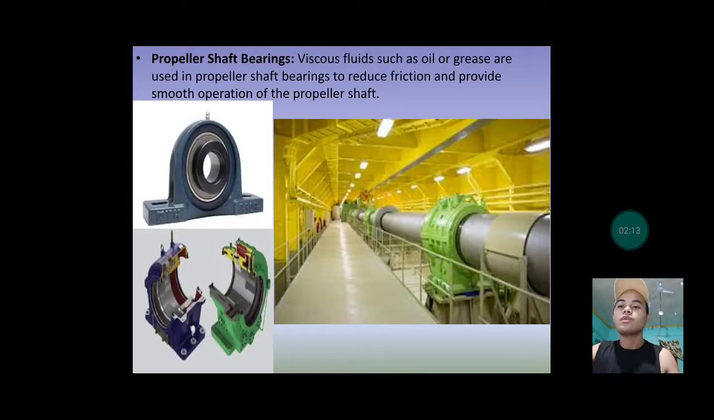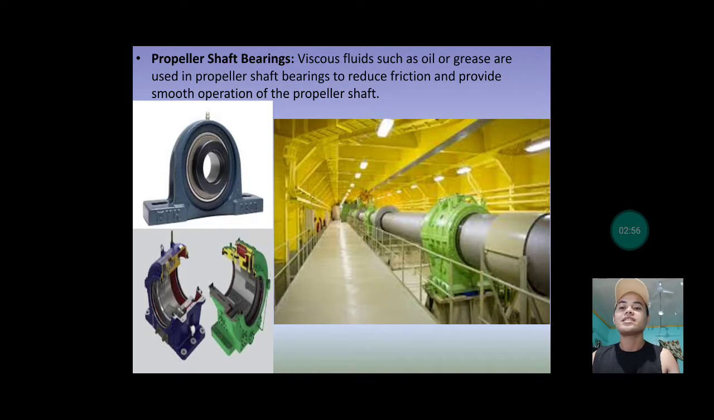Okay. Next, we have propeller shaft bearings. The thing that connects the engine to the propeller is the propeller shaft. And if your shaft is very long, you really need a shaft bearing that will hold the shaft so that it will not sag or be damaged due to its weight when it's rotating.